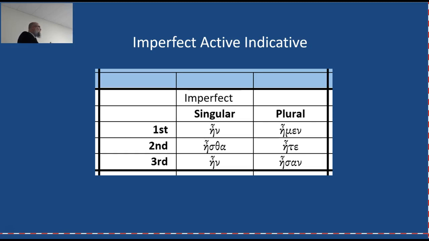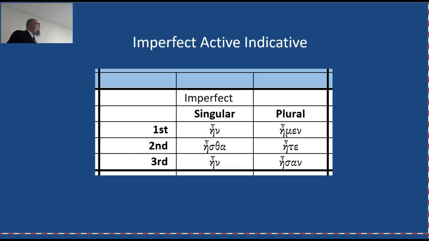AC, Eimi, AST, Esmin, Estes. Okay, what's second plural? Este. What's the third singular? Esti. What's the first singular? Es. What's the third plural? Ac. What's the first plural? Esmen.